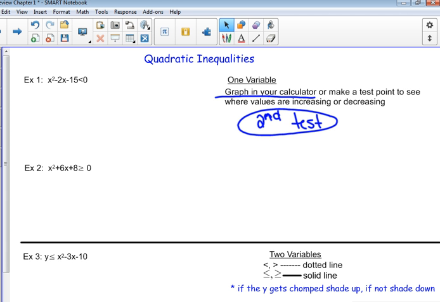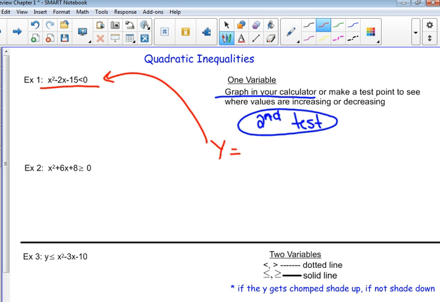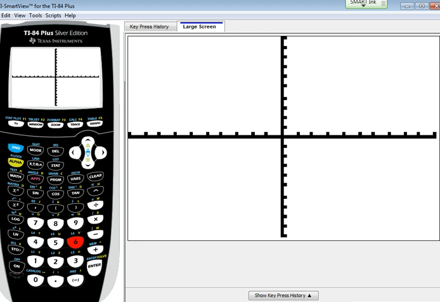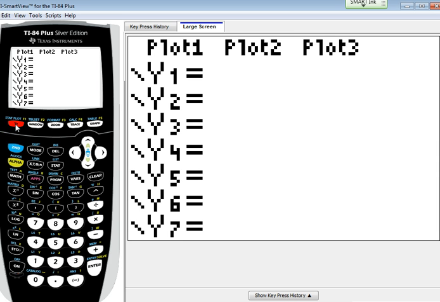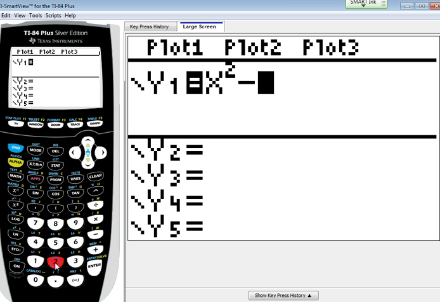So to do this in a calculator, it's way, way easier. What we're going to do is go to your y equals key, right? And we're going to graph this. So we're going to go to y equals, type in your equation. So x squared minus 2x minus 15.